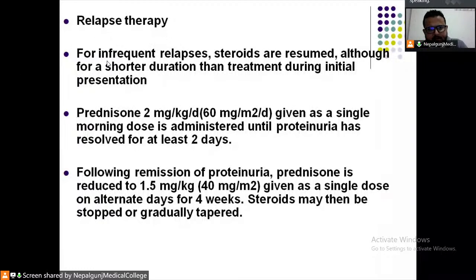So relapse therapy: for infrequent relapses, steroids are resumed, although for a shorter duration than the treatment during initial presentation. Prednisolone dose 2 milligram per kg per day, given as a single morning dose, is administered until proteinuria has resolved for at least 2 days. Following remission of the proteinuria, prednisolone is reduced to 1.5 milligram per kg, given as a single dose on alternate days for 4 weeks. Steroid may then be stopped or gradually tapered.